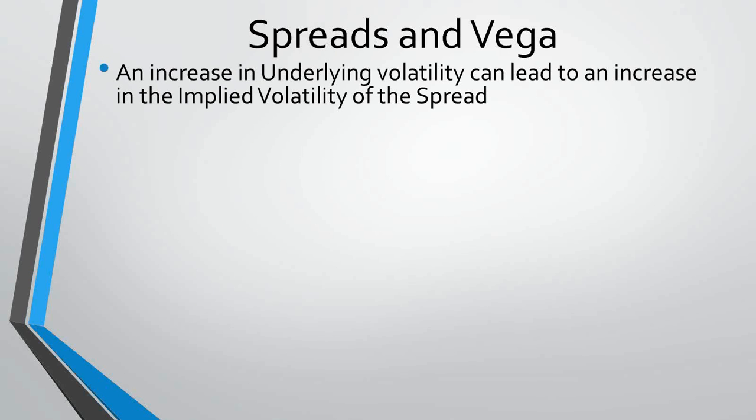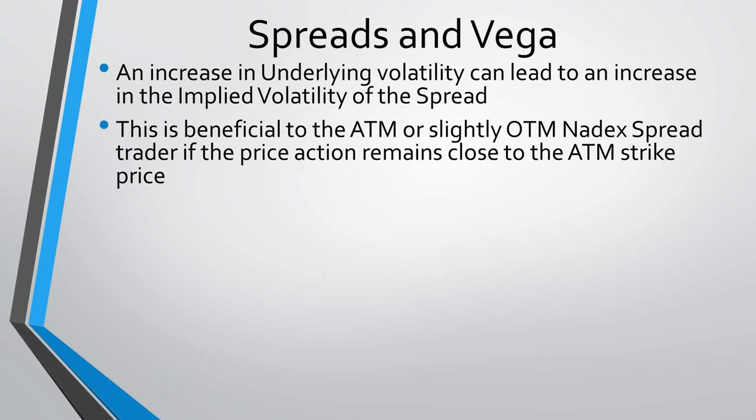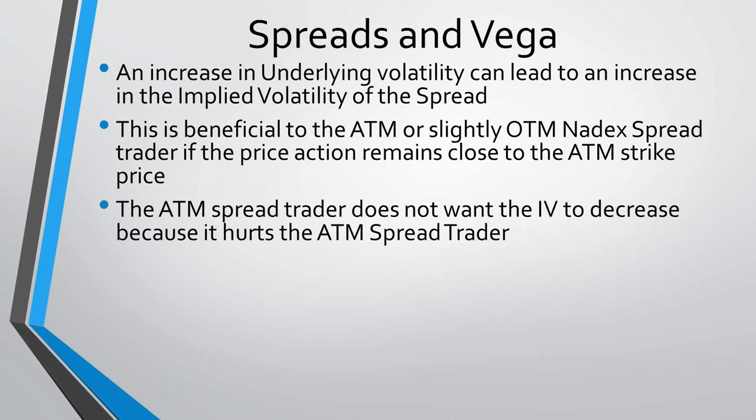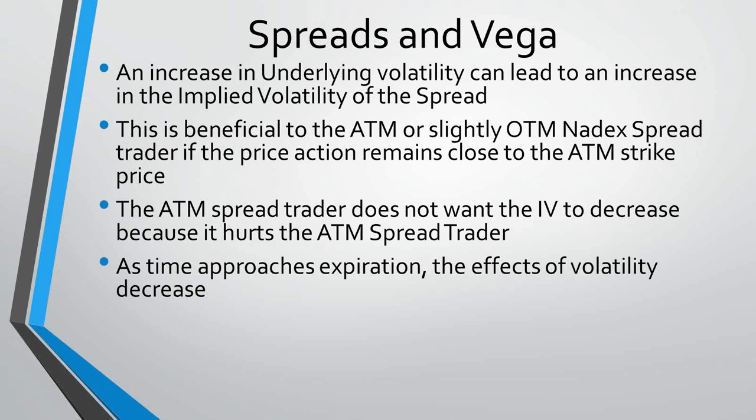I just alluded to implied volatility. Let's get into that concept. Remember, implied volatility is part of the input that leads to the amount of premium you're paying for extrinsic value. So an increase in underlying volatility can lead to an increase in the implied volatility of a spread. This is beneficial to the at-the-money or slightly out-of-the-money Nadex spread trader if the price action remains close to the at-the-money strike price. The at-the-money spread trader does not want the implied volatility to decrease because it hurts the spread. As time approaches expiration, the effects of volatility decrease, though, so keep that in mind.